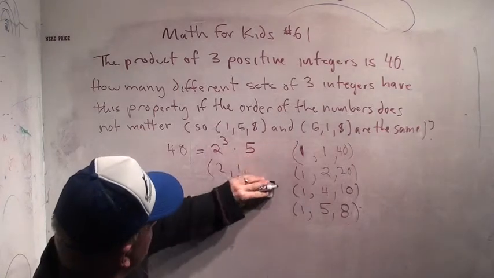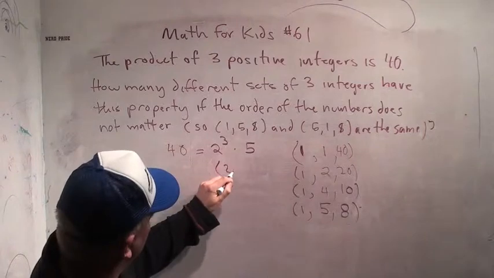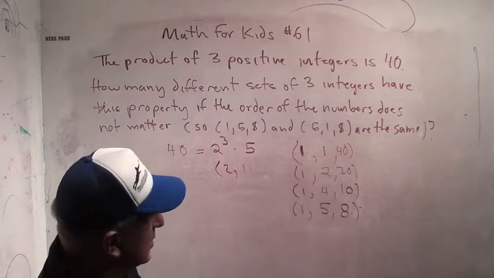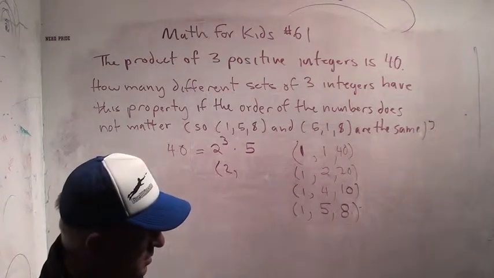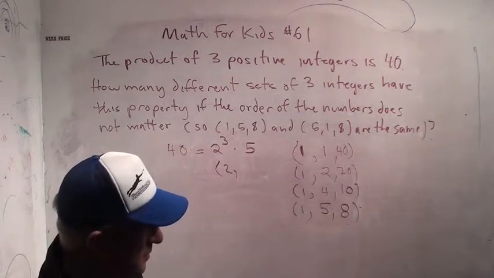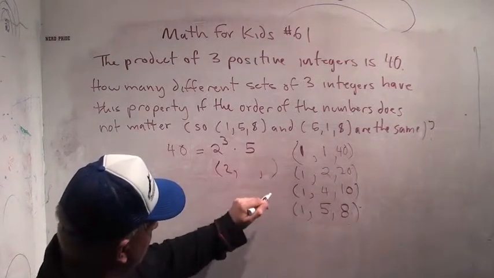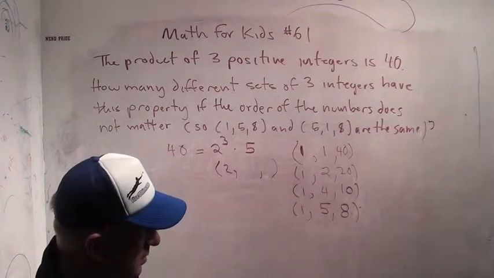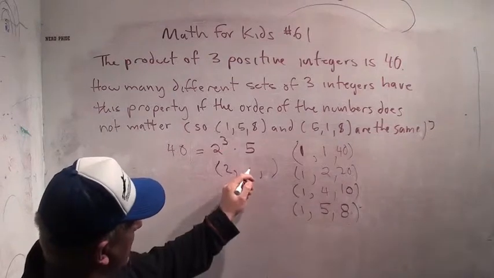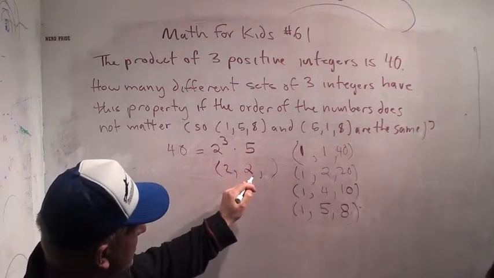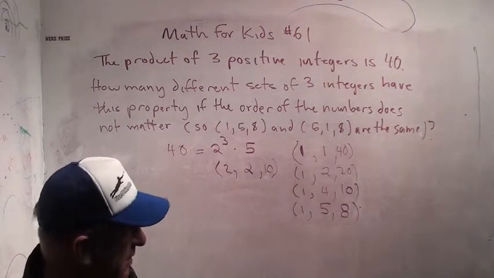So if we're going to start with a 2, what's the next number we can consider? Can we do 2, 1, something? No. Okay. 2 times something times something. Right, 2 times something is 40. 2 times 2 times 10. Okay, right. So we can't have a 1 here, but we certainly can have a 2. 2 times 2 times 10.